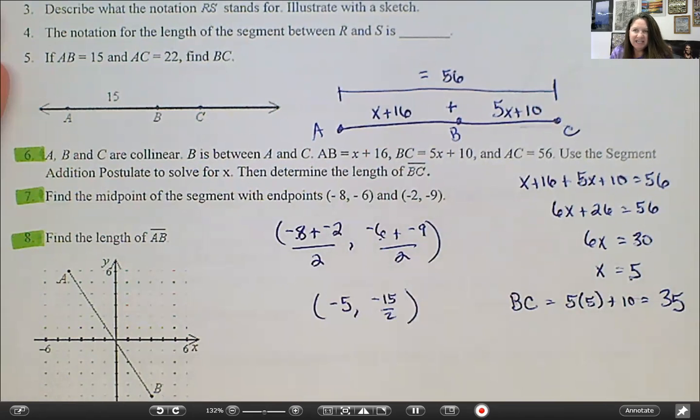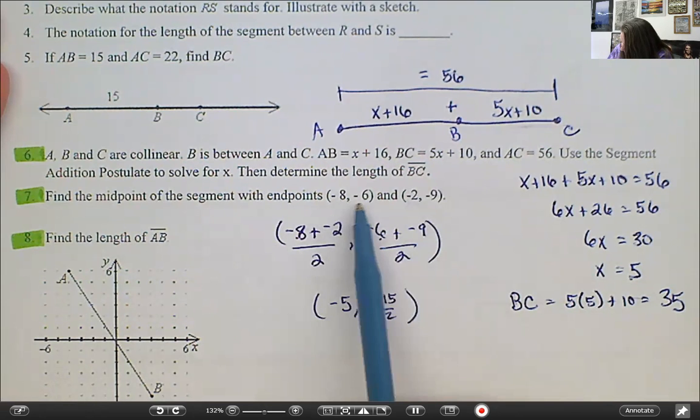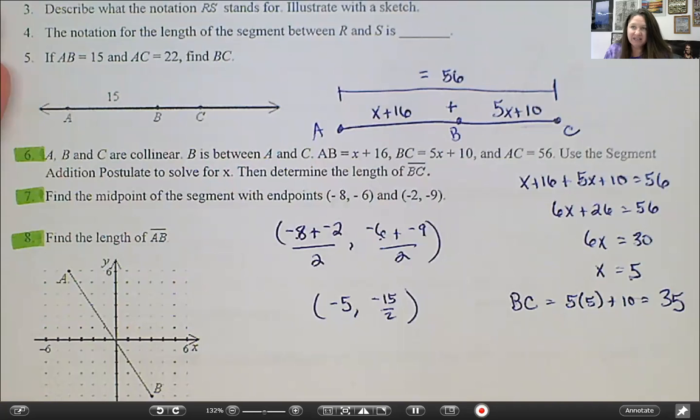Now you do want to see that that point would lie in the middle. So if we look at our values here, -5 does lie in the middle of -8 and -2. And -15 halves is -7.5, and that is in between -6 and -9. Always check to see that your point makes sense once that's calculated out.